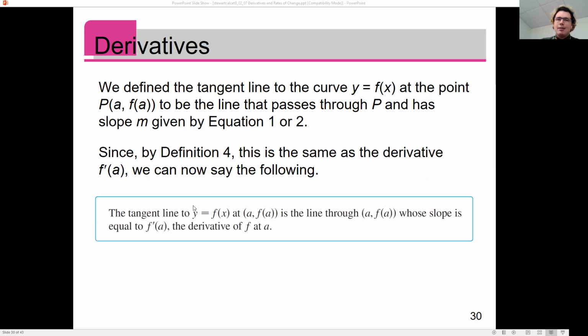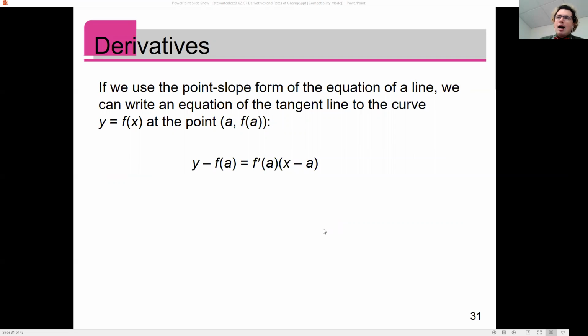So I would say that if I have a function, maybe y equals f of x, and I have a particular coordinate on that graph, x coordinate a, y coordinate f of a, then the tangent line to that graph running through that point, well, it's the line that runs through the coordinate a comma f of a, its slope must be equal to f prime of a, again, the derivative of a.